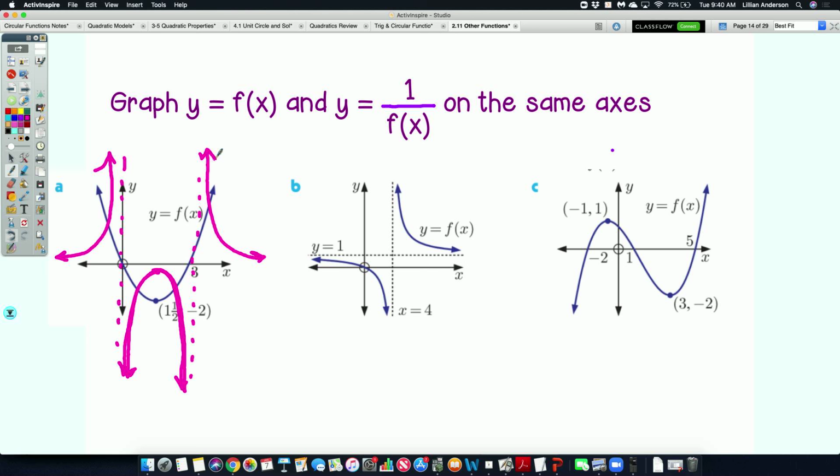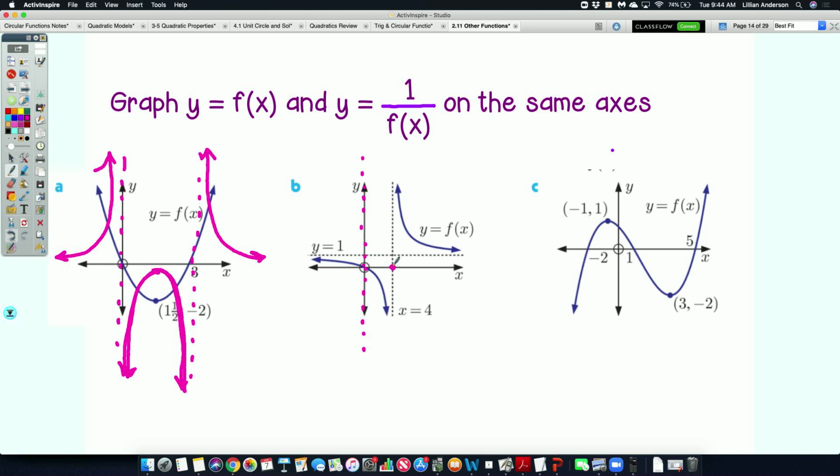Do you still need more time, or do you guys have B and C? More time? Okay. So with B, wherever there's an x-intercept, we should have a vertical asymptote. So we have one x-intercept, so we should have a vertical asymptote at the y-axis. Do you have that? Good. Now wherever there's a vertical asymptote, I should have an x-intercept. So I do have one here, so I should have an x-intercept at (4, 0). Do you have that? Okay.